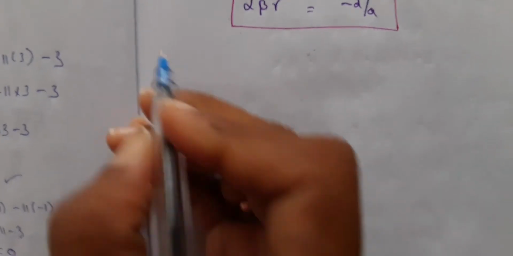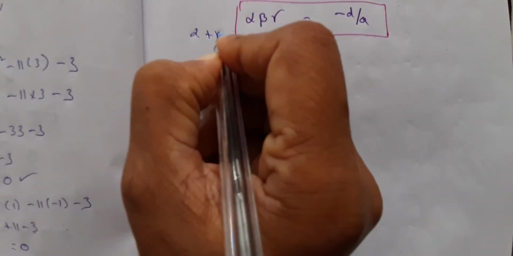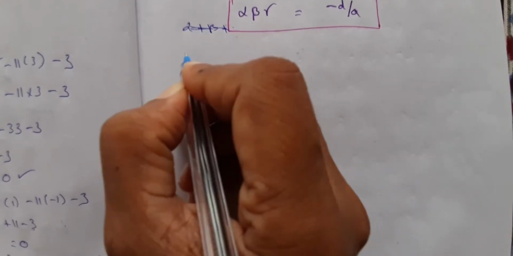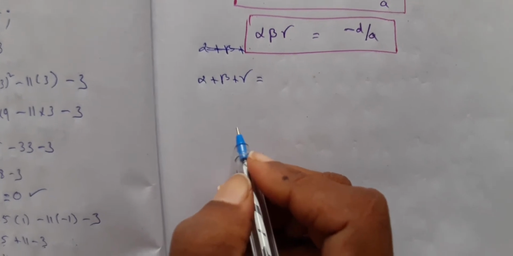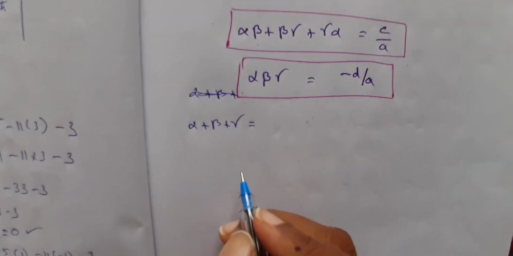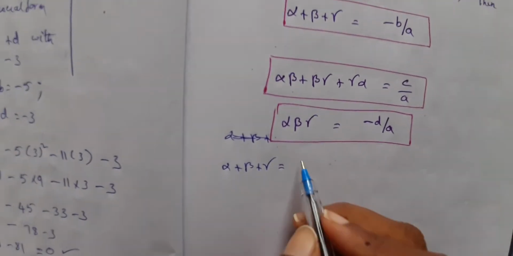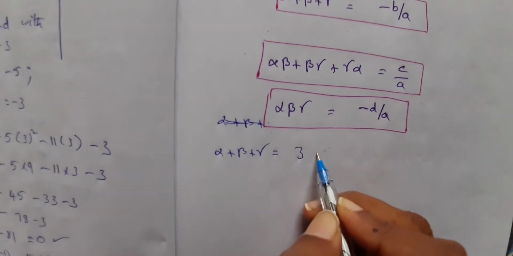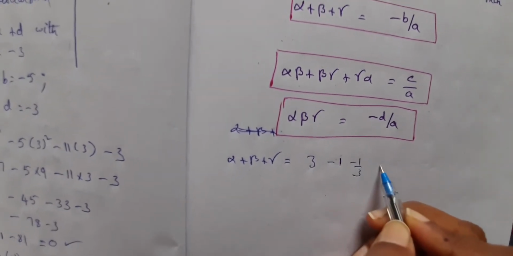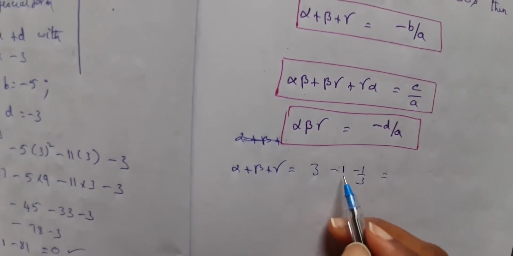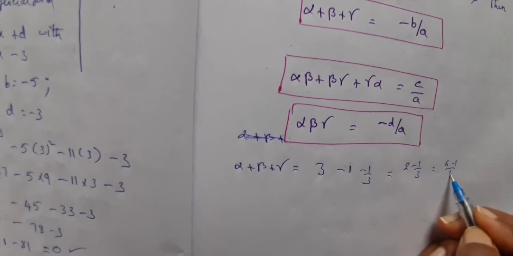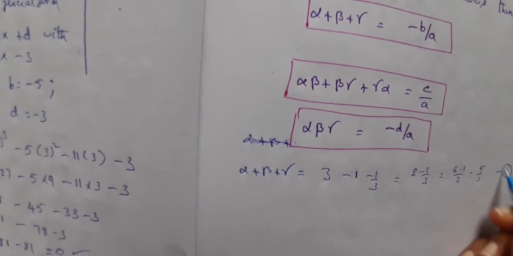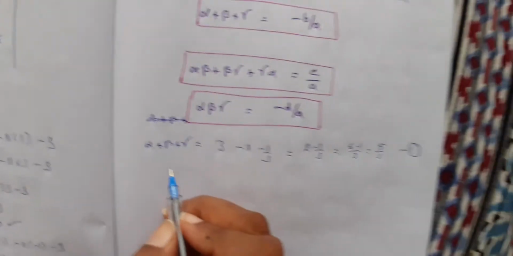Now let us find the sum of the zeros, alpha plus beta plus gamma. What are they? 3, minus 1, minus 1 by 3. So here also 3 minus 1 is 2. So 2 minus 1 by 3 is 6 minus 1 by 3, which is equal to 5 by 3. Equation 1.